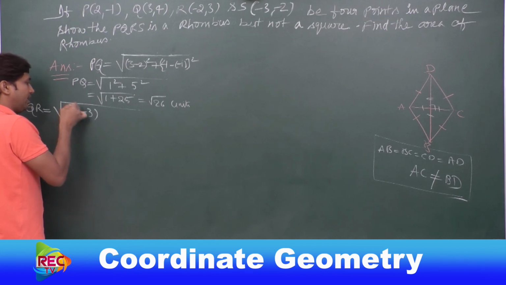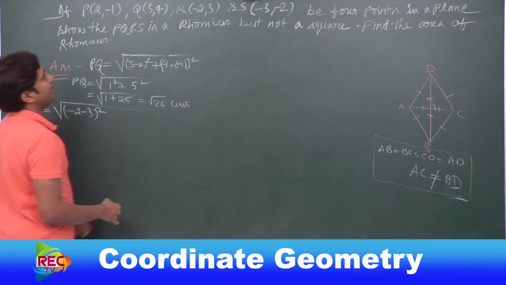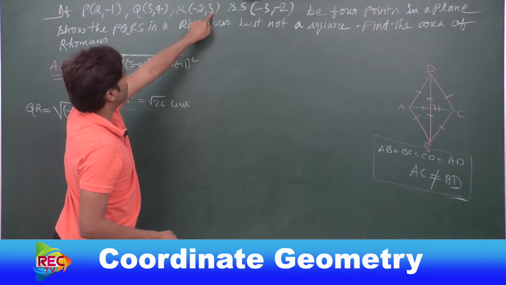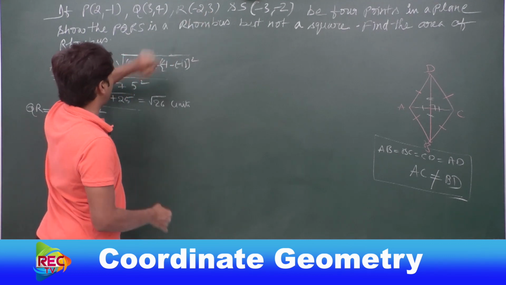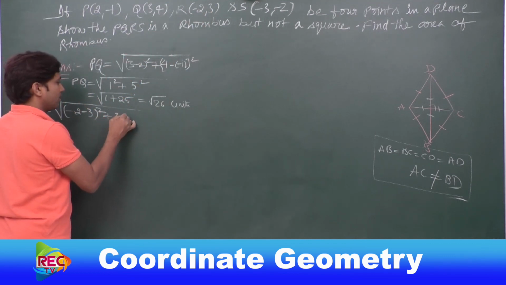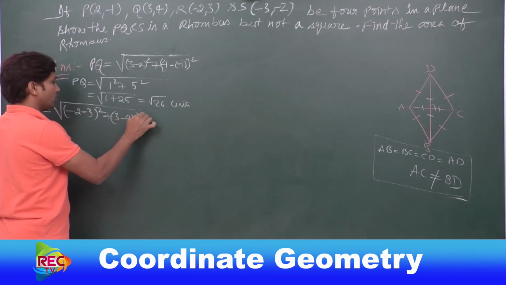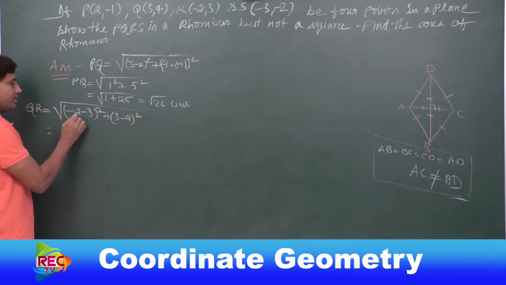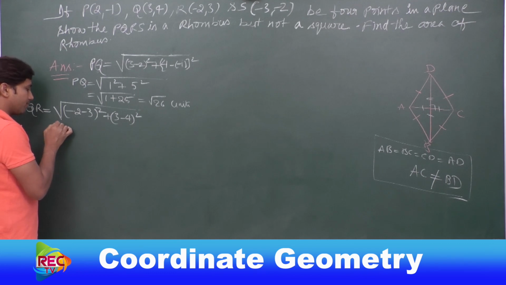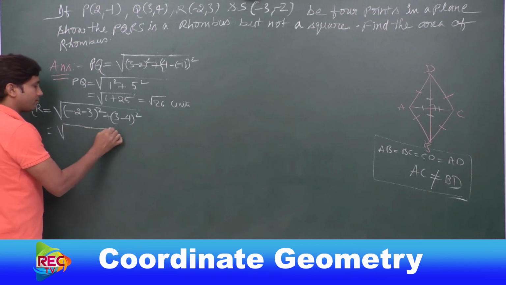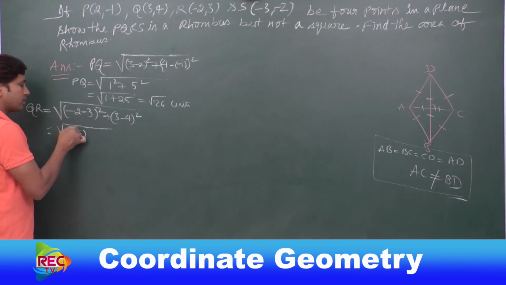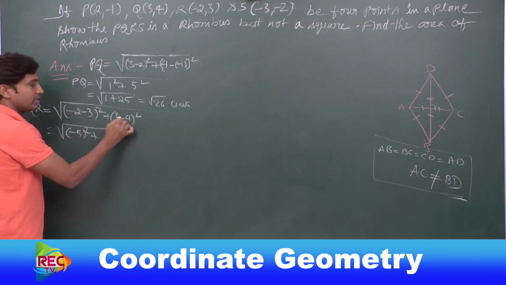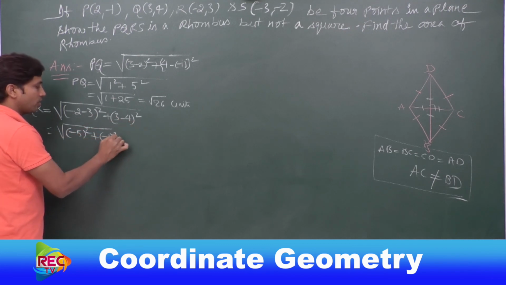Minus 2 minus 3 whole square. And y2 minus y1 whole square: this is 3 minus 4 whole square plus 3 minus 4 whole square. Now tell me, here this is minus 5, or not? This is minus 5 whole square, and 3 minus 4 would be minus 1 whole square.